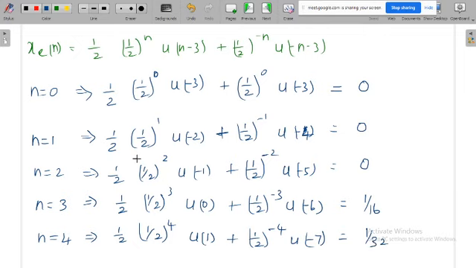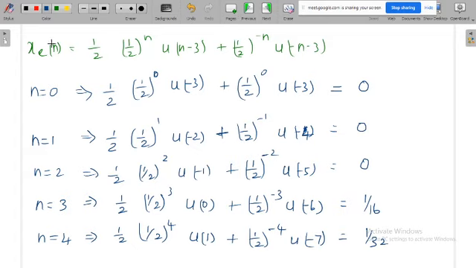Again, we have to do one more thing, because we are putting for n only positive time index. Again, we have to put n negative time index also. When you put n as a negative, what will happen? This part will become negative, but this part will become positive. That also we have to analyze. So next I will put n as a negative value.